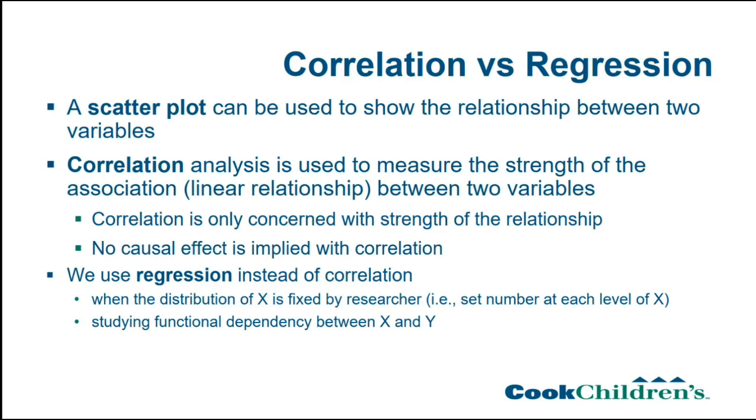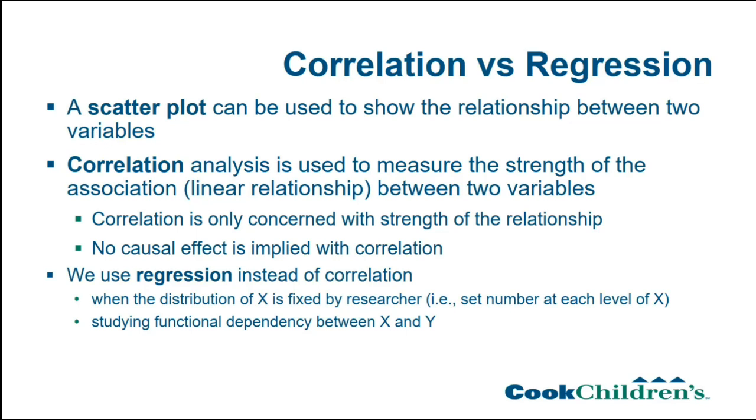So with correlation versus regression, a scatter plot can be used to show the relationship between two variables. That's usually the starting point when you have two groups of data. You want to compare the two groups and see any relation between them. You typically use a scatter plot, like we saw previously, but correlation analysis is used to measure the strength of the association between two variables. Correlation is only concerned with the strength of the relationship, not the causal effect. No causal effect is implied with correlation.